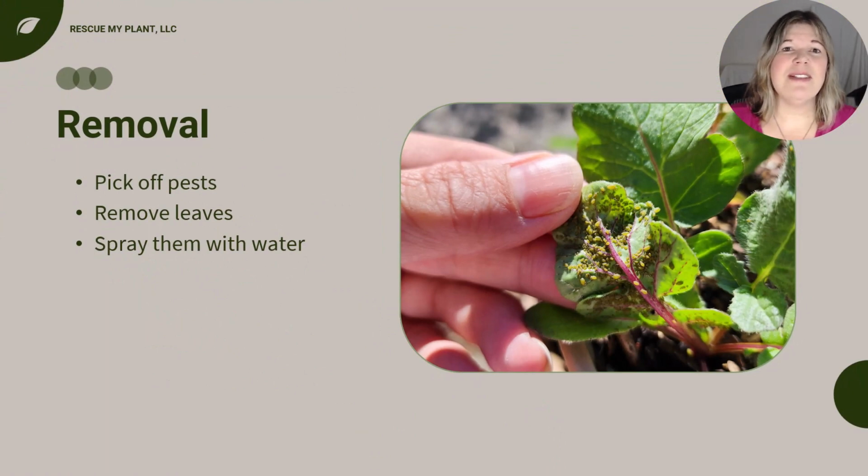One of the simplest control strategies is to remove the pests by hand. You can remove the pests early to prevent them from being a significant problem. Many are slow moving and can be washed or picked off. Spraying plants with water is a common strategy for aphids. I will also remove leaves that are heavily infested. Do not compost materials that have pests on them.